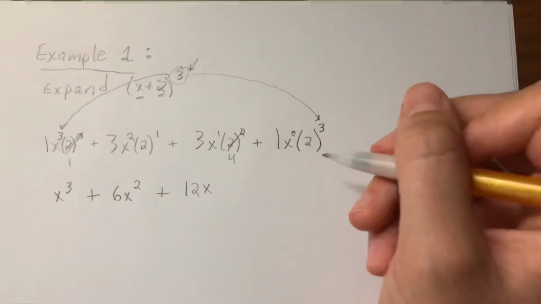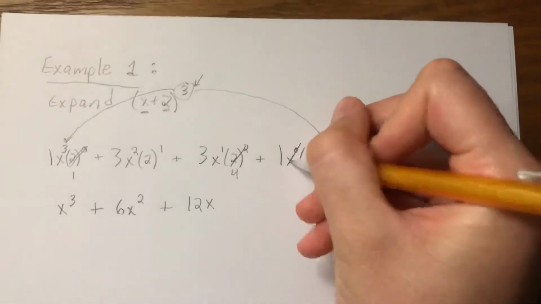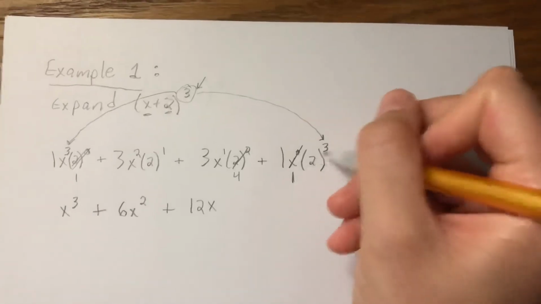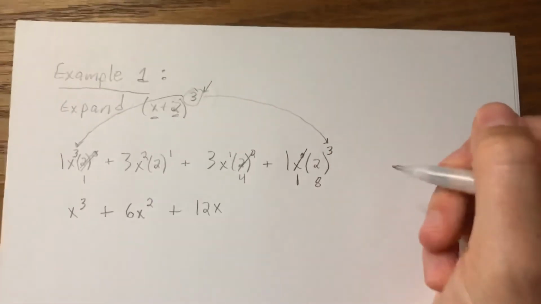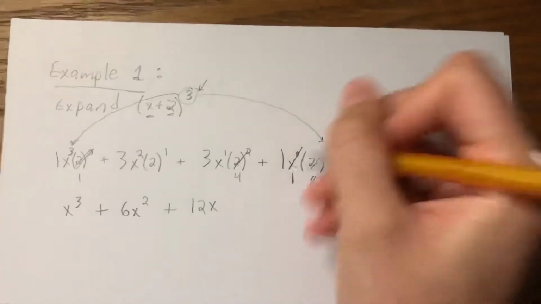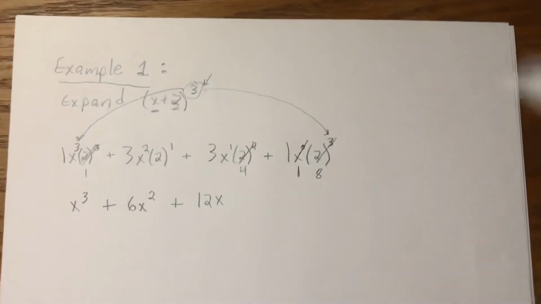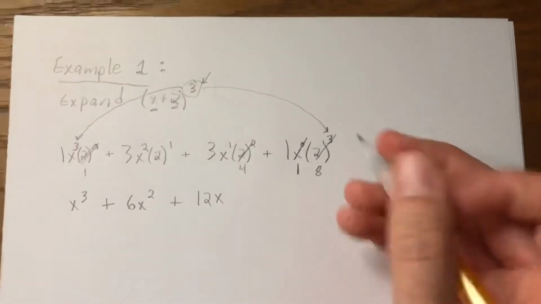And for the last one, x to the 0 is actually going to go away and just become a 1, because anything to the 0 power is 1. 2 to the third power, that's 2 times 2 times 2 is 8. And now the question is, what do I do with all that? Remember, it was being multiplied. So you should multiply 1 times 8, which is just 8.